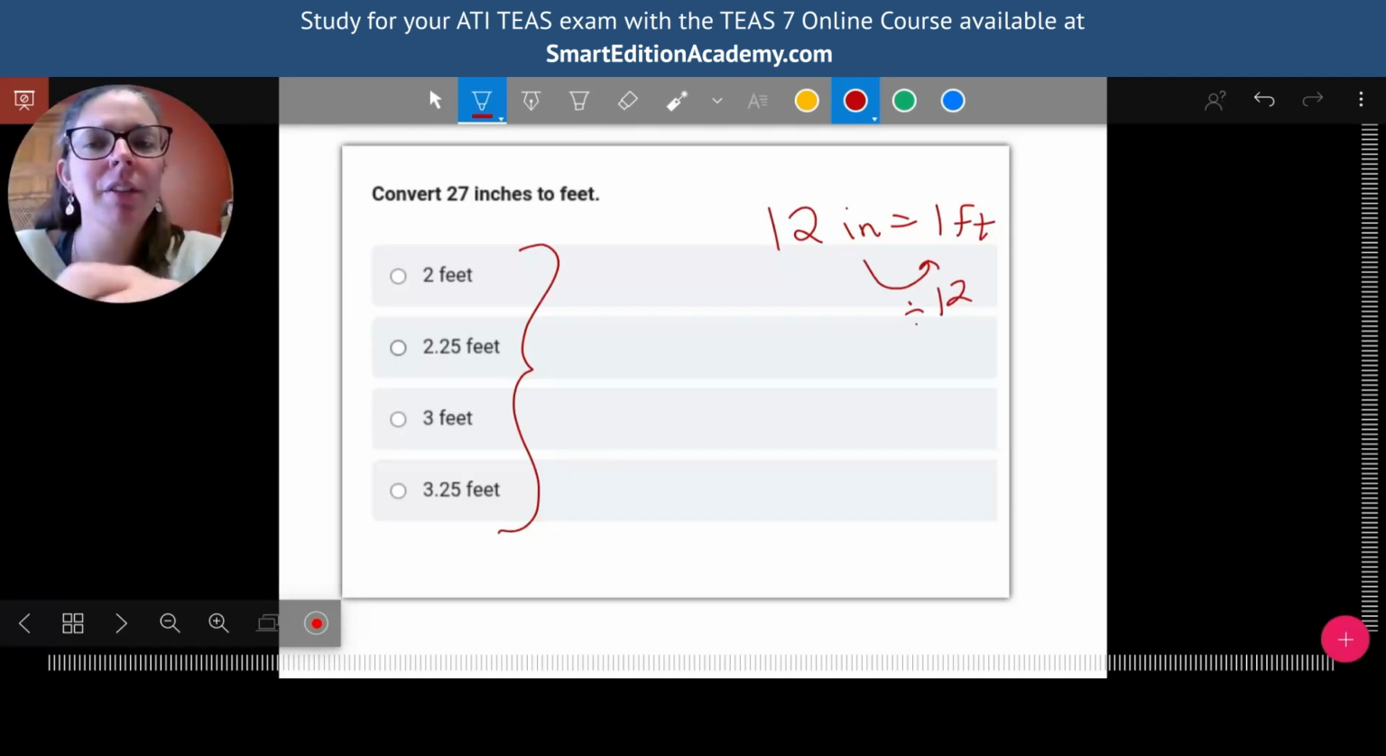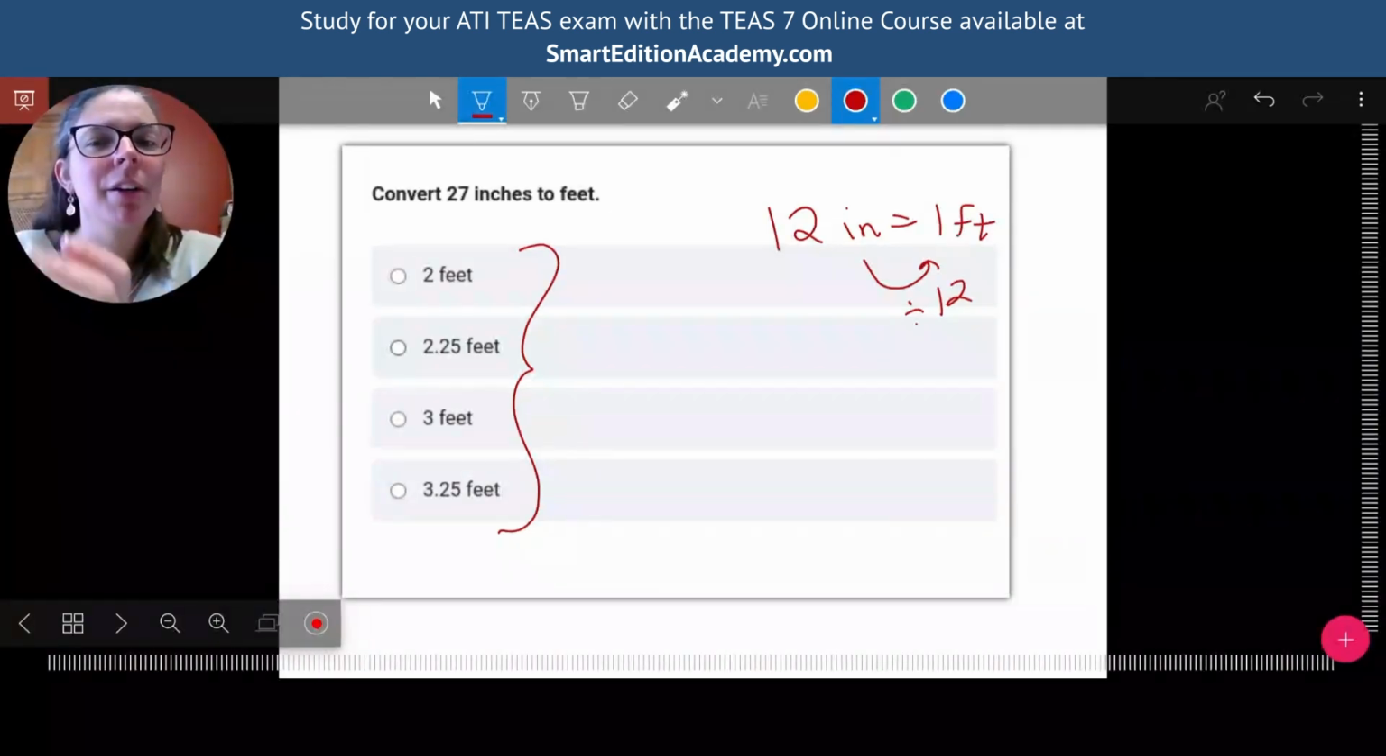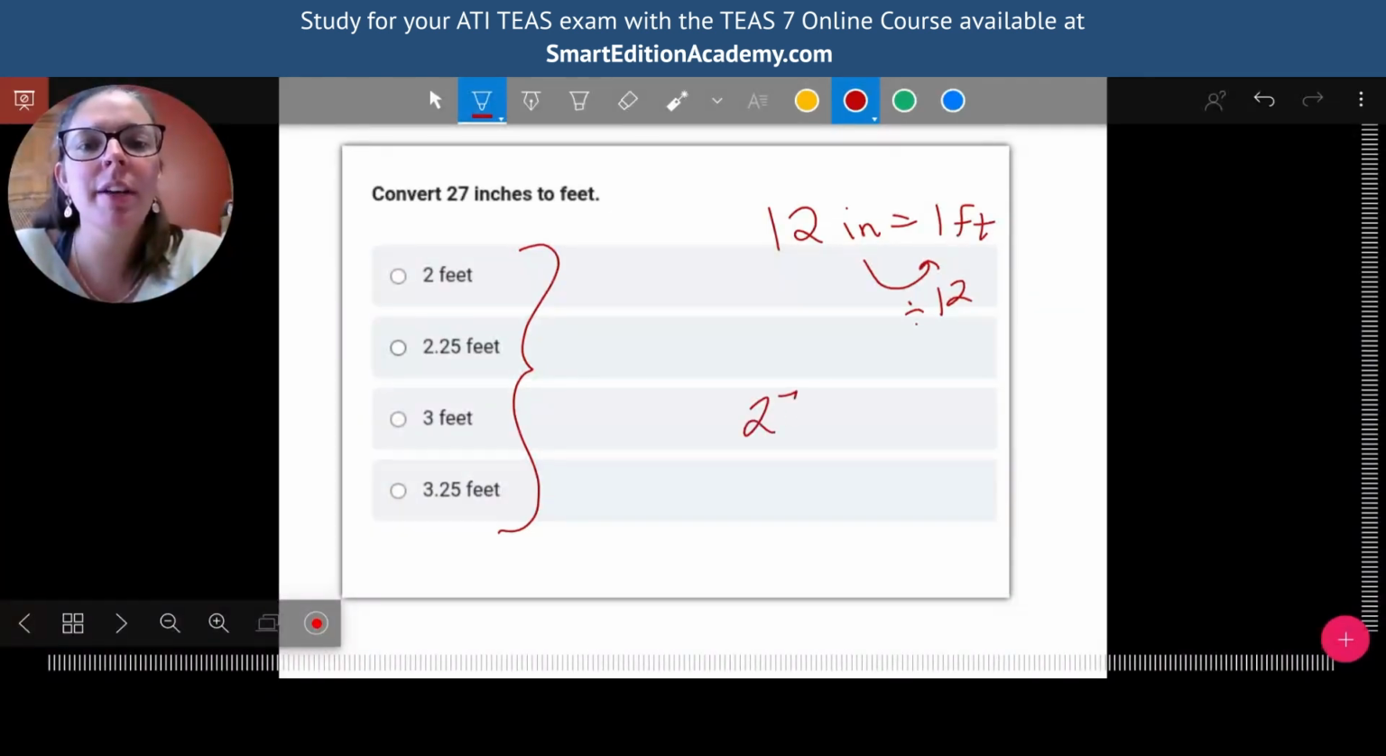Okay, so I like to write the conversion too because then I'm really clear, am I multiplying or dividing? So 27 divided by 12. Go ahead and plug that in your calculator. And you should get 2.25 feet. So 2.25 feet would be your solution.